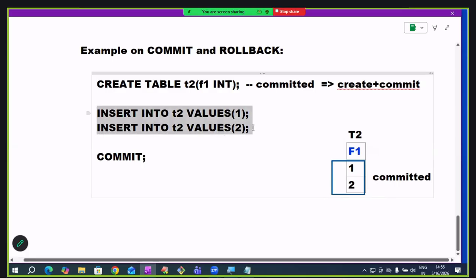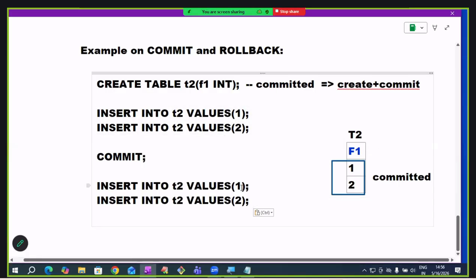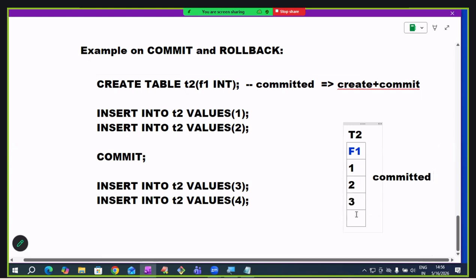Now I'm inserting 2 more rows, the third row and the fourth row. The third row is inserted, and the fourth row is inserted.